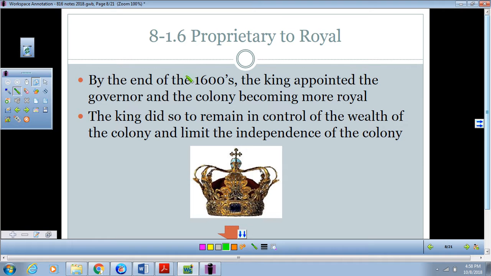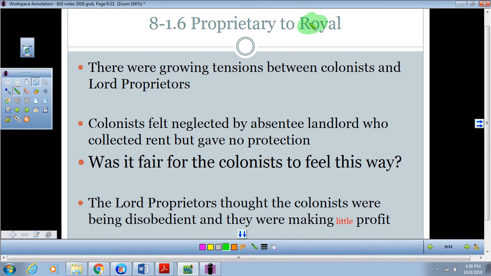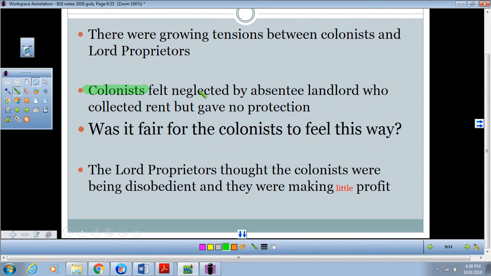So, by the 1600s, the king appointed the governor and the colony became more royal. We talked about why the king did so: to control the wealth, to limit the independence, and just to make the colony more royal. The growing tensions eventually would result in the king taking over control. The colonists were mad because they felt neglected by the absentee landlord who collected rent but gave no protection. The lower proprietors thought the colonists were being disobedient and they were making little profit.